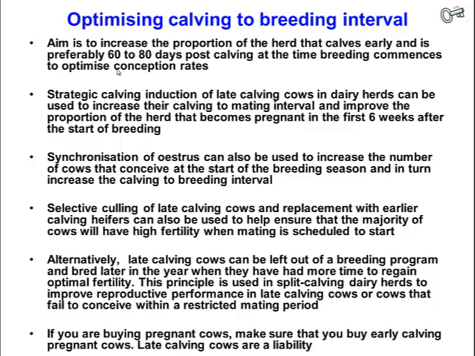Now, this is not easy to achieve. In some dairy herds, they'll undertake strategic calving induction of late calving cows. So cows that they know got pregnant late in the season and are going to calve too late in the following season, sometimes they'll go ahead and induce parturition in those cows. If the calves are more than 2 weeks from their due date, then you will get mortalities in calves.